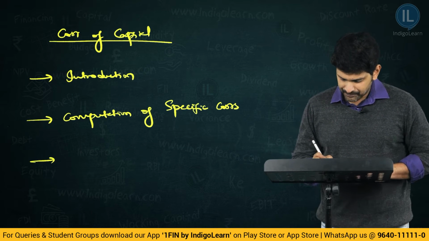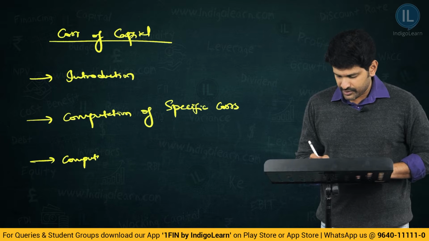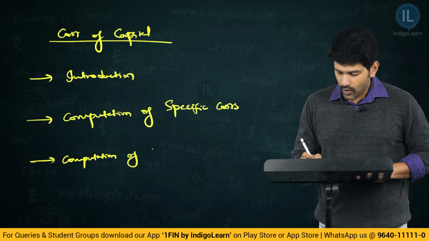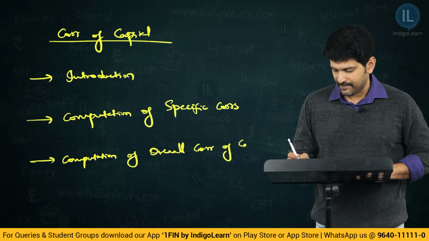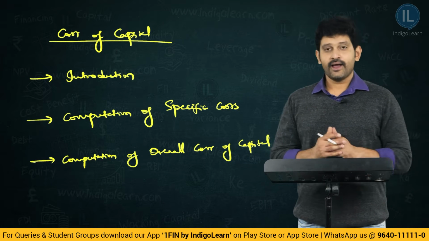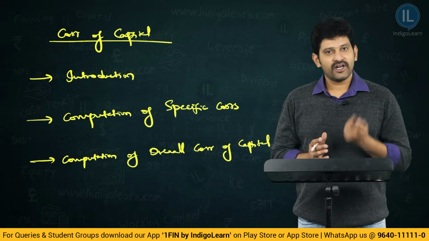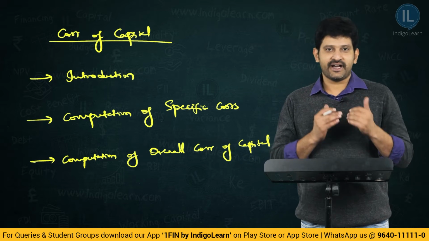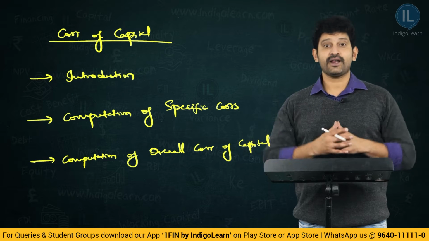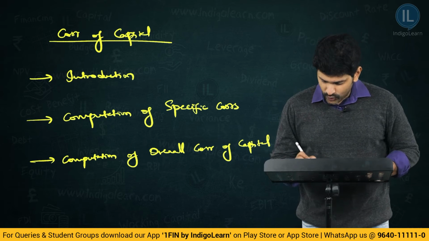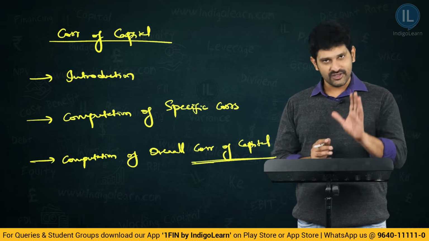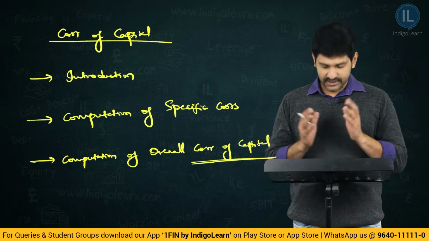And lastly, computation of overall cost of capital. Now, why do we have to do this? Our company will not have only one source of capital, it will have different kinds of sources. So, now when all of them are there, what should be the cost? How do you compute the overall cost of capital? In short, the overall cost of capital itself is the cost of capital in general, how we call it. That is the terminology used.